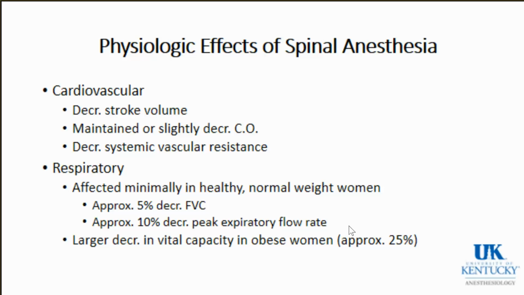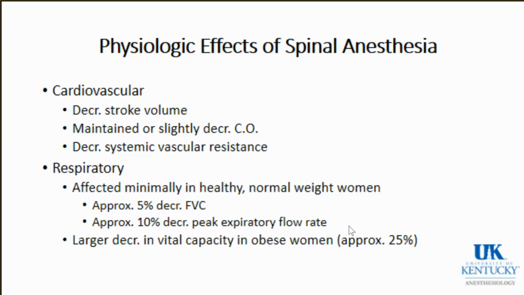This was one of the key words specifically that I was asked to address, which is the physiologic effects of spinal anesthesia. So cardiovascular-wise, with spinal, you can see a decrease in your stroke volume. You're generally going to see either a slightly decreased cardiac output or really no significant change in cardiac output. And of course, with that sympathectomy, you're going to see decreased systemic vascular resistance.